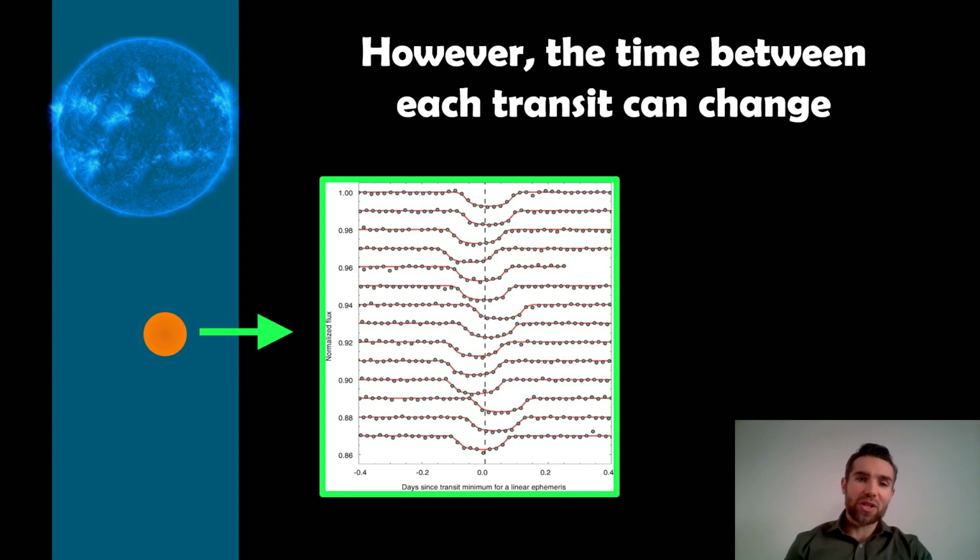However, as I mentioned, the time between each one can actually change. This is an example where you can see each transit is slightly different. If they had the same time between each one, you would put the next one below it and then below it, but you can see that actually it's either early or late. Again, there are a variety of different reasons why that can occur. This one is going to be parallax.